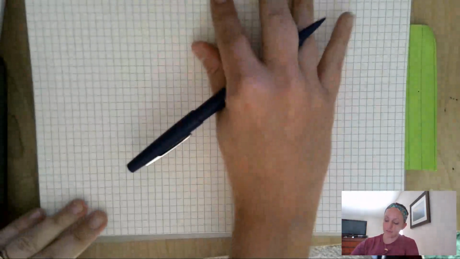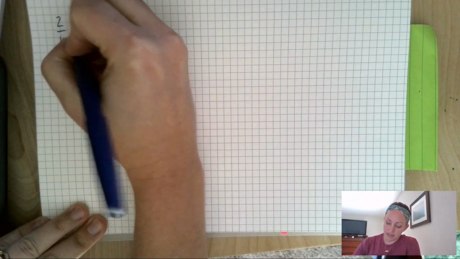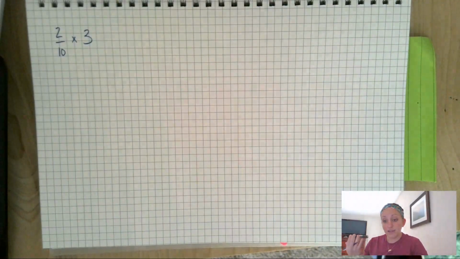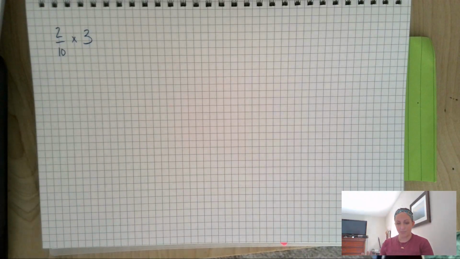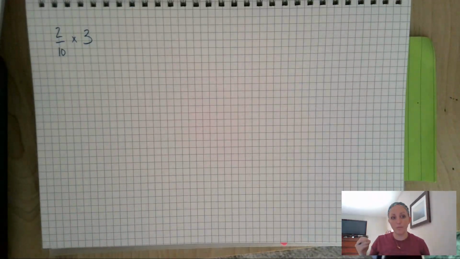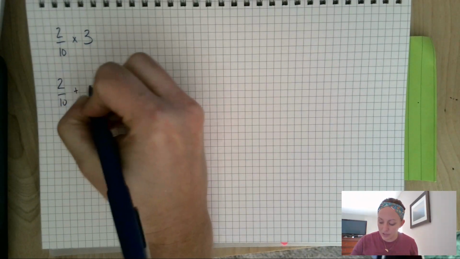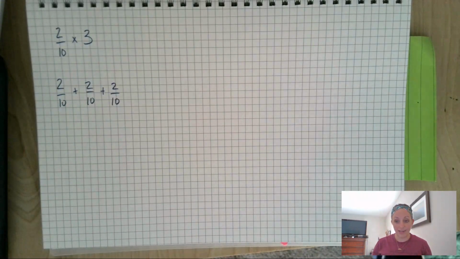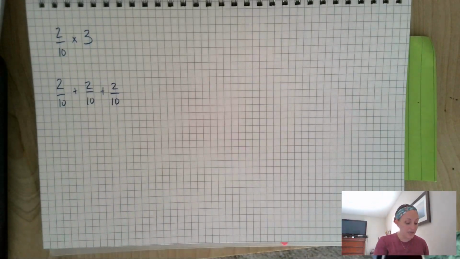I'm going to use my tenths, and the problem is 2/10 times 3. Remember, in fractions, multiplying is the same thing as it is when you're multiplying whole numbers. Multiplication is repeated addition. So this would be the same thing as 2/10 plus 2/10 plus 2/10, just like we talked about with the unit fractions. You're still combining equal sized groups.